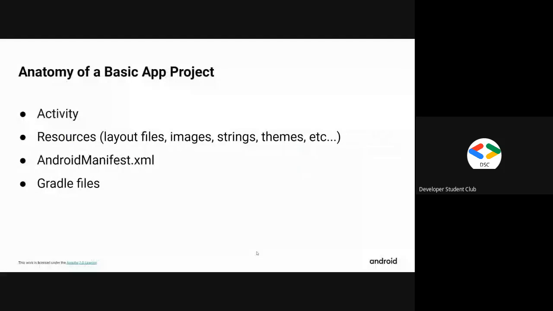Next, anatomy of a basic application. What are the basic components of an application? First of all, you have an activity. Activity is how the user interacts with your application. What you're seeing on your mobile screen right now is one activity. When you click some button, then you move to some other page. That is another activity. So an activity takes care of creating a window to display your UI on it.